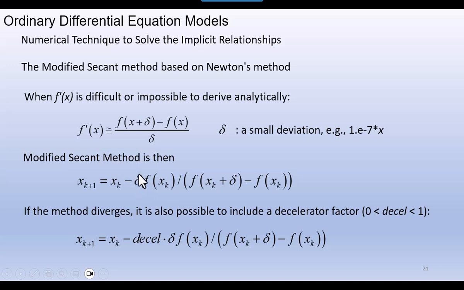And it's also known that in some situations, although it can converge very rapidly, Newton's method has a tendency to be unstable.